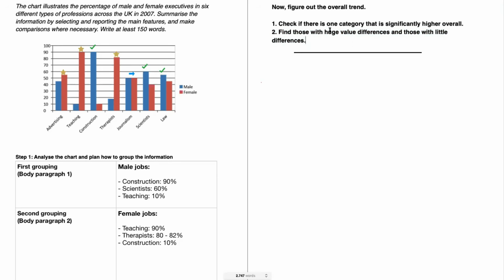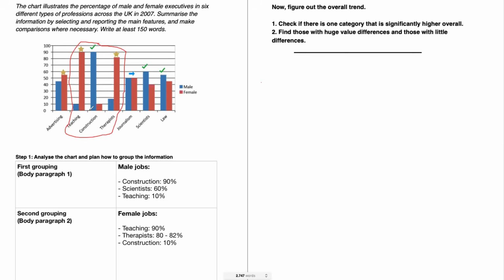I'm going to look at those with huge value differences and those with little value differences. And basically what you see here is there is such a large gap when it comes to 3 of these sectors. So teaching, construction, and therapists. Look at these really wide gaps here. This is what you want to write about.